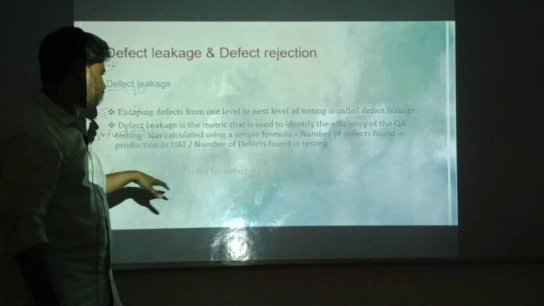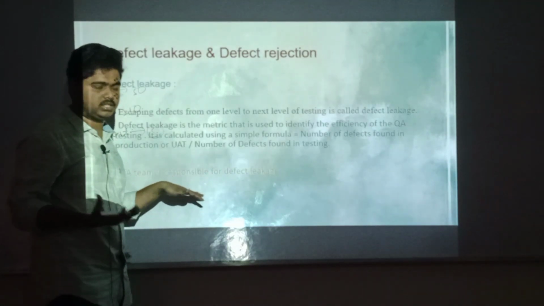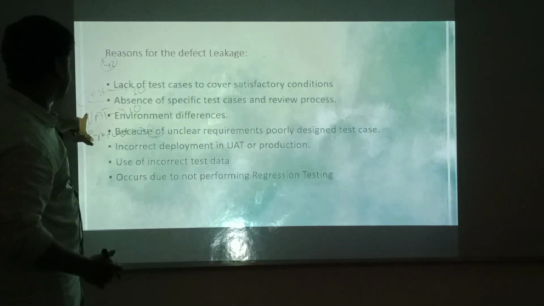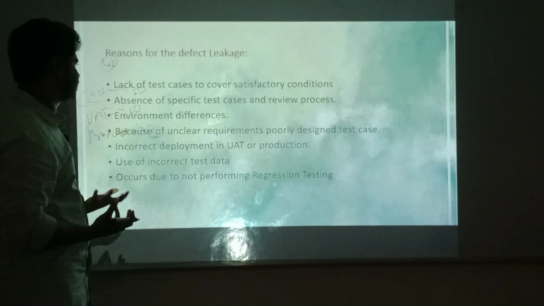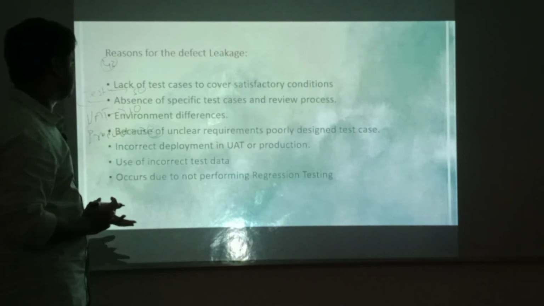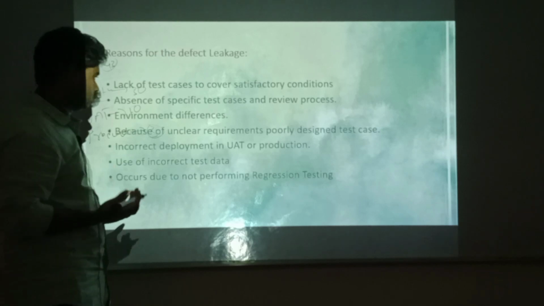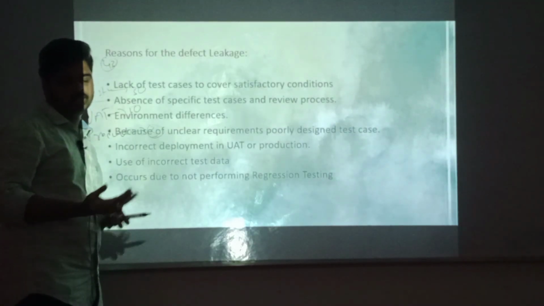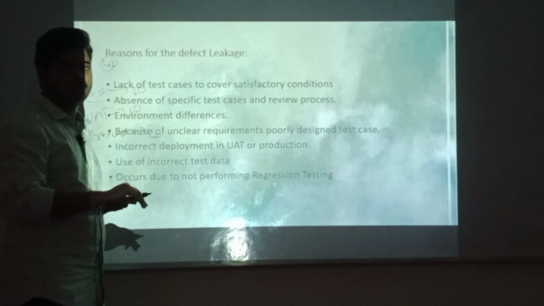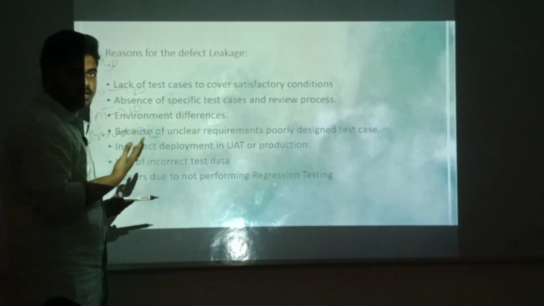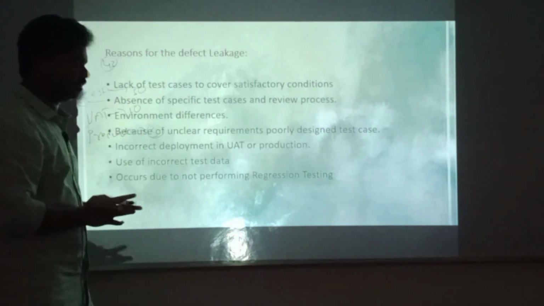The QA team is responsible for defect leakage. We need to give an explanation, and the different reasons for this defect leakage are lack of test cases to cover satisfactory conditions, absence of specific test cases, and review process. We write the test cases correctly, but they didn't review the process correctly. So we didn't cover the test cases. It is one of the reasons for defect leakage.